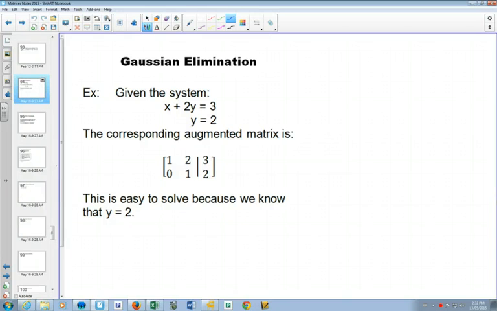Now, as far as systems of equations goes, this is about as easy as a system of equations can get. Does anybody know what y is? Oh, it's 2. So if you know what y is, how would you find x? Well, you just plug in 2 for y, right? And then you get x plus 2 times 2 equals 3. So x is equal to -1, and we've solved our solution.